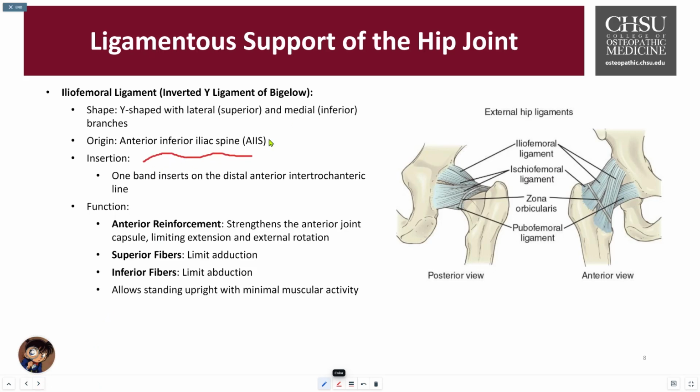And it has distinct functions based on the fiber. So the anterior region strengthens the anterior capsule, and its main function is to limit extension and external rotation. The superior fibers limit any kind of adduction, and the inferior fibers limit abduction. So it depends on which fibers are activated.